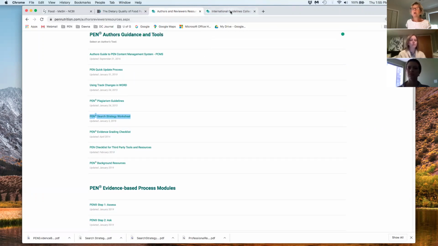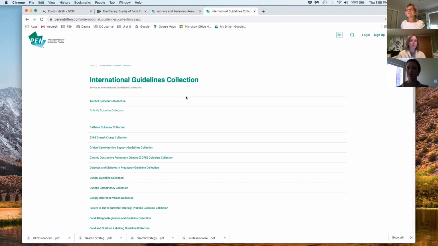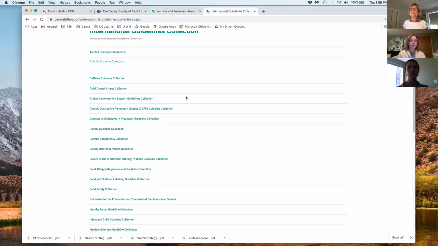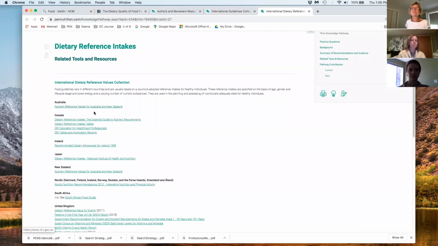I should mention as well, when I was talking about government guidelines, PEN does have international guidelines collections on specific topics. So as opposed to looking at the dietary reference values, for example, for every country for a specific nutrient, we can link to the information in PEN on where the dietary reference values can be obtained for each of the countries.